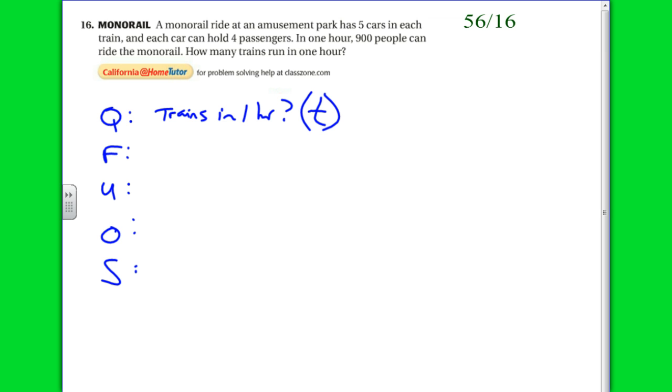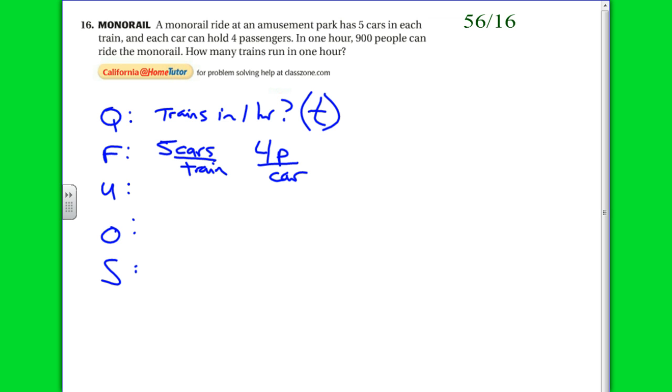And now we need the facts. What facts are needed to answer this, Miles? There's 5 cars per what? Per train. Okay, there's a rate. 5 cars per train. And then each car holds 4 passengers. So how can I write that? 4 what? 4 people per 1 car. So there's another rate. I have 2 different unit forms in each of those. And so that's interesting. Any other facts?